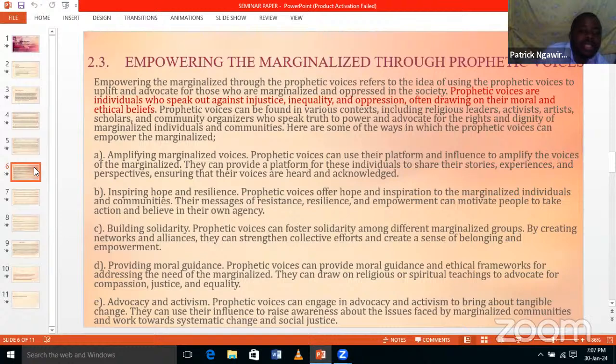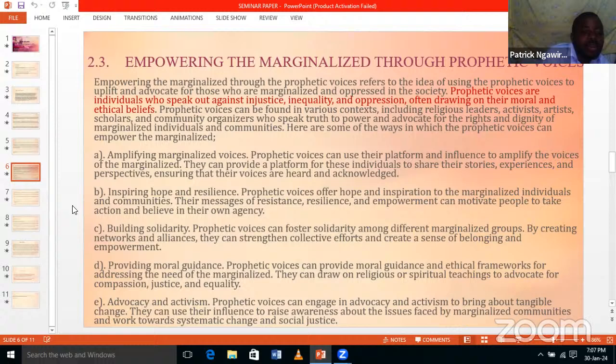The second point is inspiring hope and resilience. So the prophetic voices can offer hope and inspiration to the marginalized individuals and communities. Their messages of resistance, resilience, and empowerment can motivate people to take action and believe in their own agency.